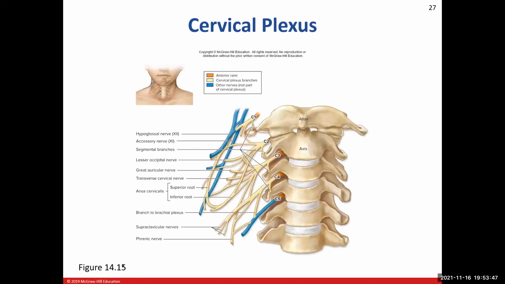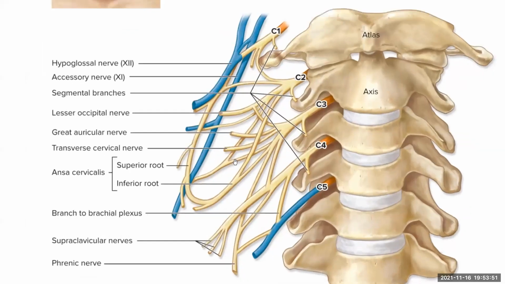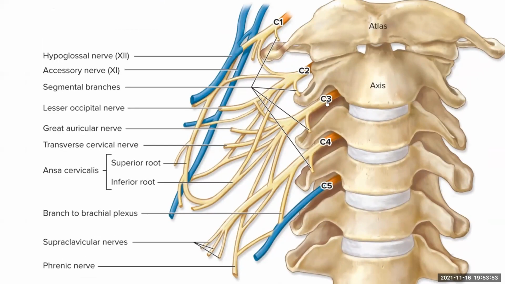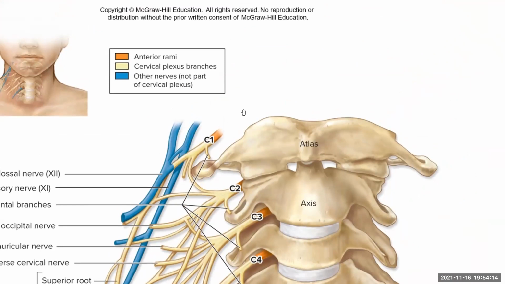So when you look here at our picture of our cervical plexus, you can see here's C3, here's C4, and here's C5, and they all give contributions to the phrenic nerve right here. But C1, C2, C3, and C4, all of those will contribute to our cervical plexus. And those will come from the anterior rami.